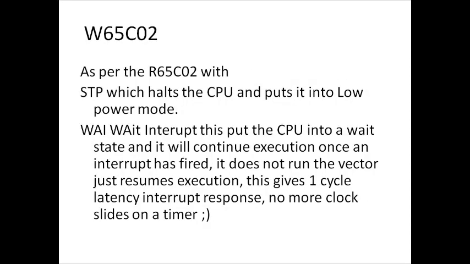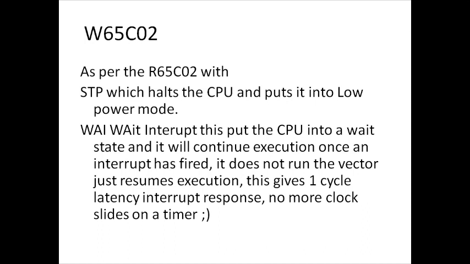Then the W65C02 is as per the R65C02, only they added the STP or stop instruction, which holds the CPU, puts it in a low power mode, and I think it waits until it's reset before continuing. It's useful for embedded applications, not really for a generic computer.